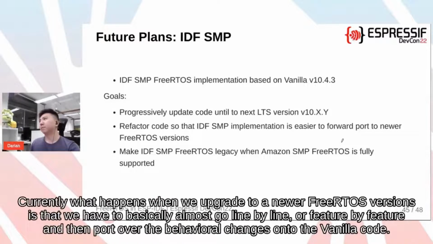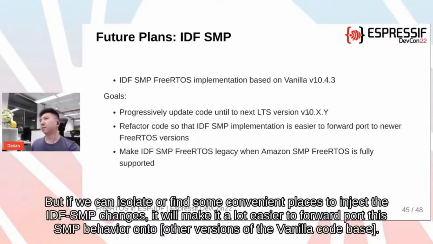Currently, what happens when we upgrade to a new version is that we have to port over the behavioral change. If we can isolate or find some convenient way to inject the changes, it will make it easier to apply the behavior onto the vanilla code base.